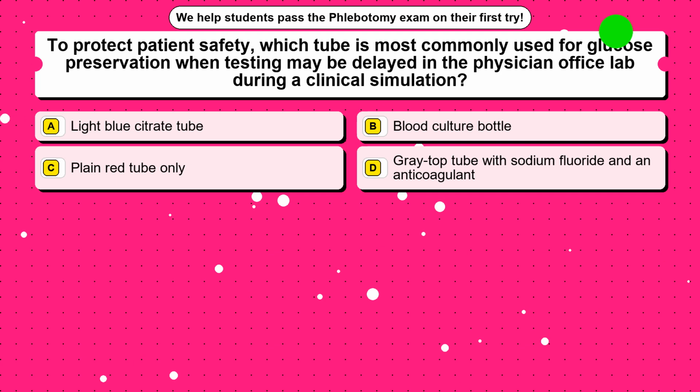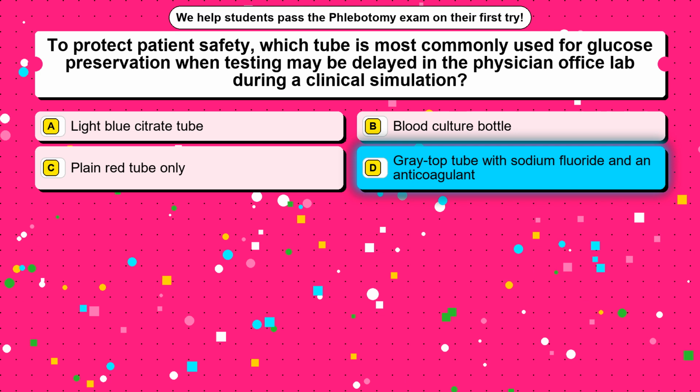Question 56. To protect patient safety, which tube is most commonly used for glucose preservation when testing may be delayed in the physician office lab during a clinical simulation? Option A, light blue citrate tube. Option B, blood culture bottle. Option C, plain red tube only. Option D, gray top tube with sodium fluoride and an anticoagulant. The correct answer is option D.